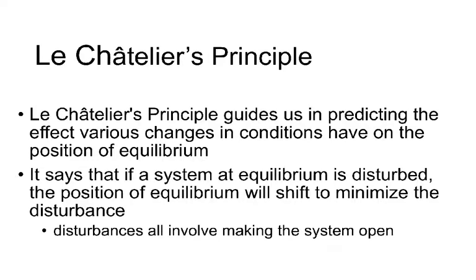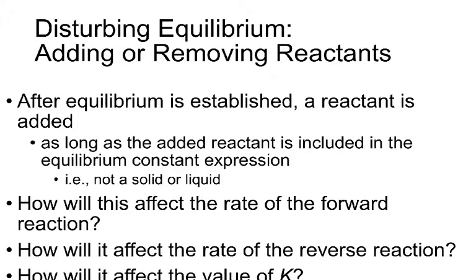Our last topic is Le Chatelier's principle, which guides us in predicting the effect changing conditions will have on the position of equilibrium. Le Chatelier's principle says that if a system at equilibrium is disturbed, the position of equilibrium will shift to minimize the disturbance. So, what would happen if we add or remove reactants?